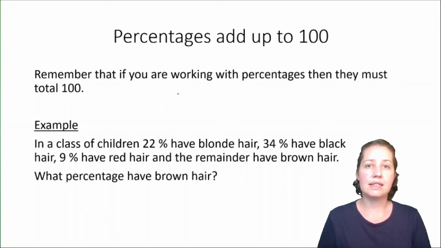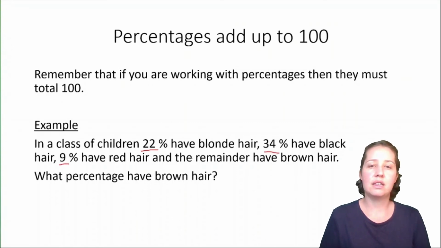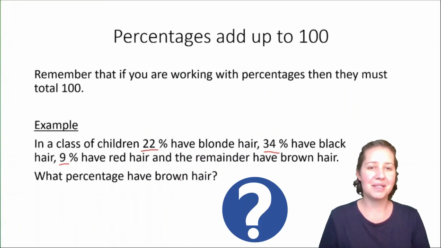One final point, do remember that percentages add up to 100, so that if you don't have all the data, you can find that missing piece of data by simply totaling your percentages and subtracting from 100. So let's take a look at this example. In a class of children, 22% have blonde hair, 34% have black hair, 9% have red hair, and you're told the remainder have brown hair. And the question asks, what percentage have brown hair? Pause now.